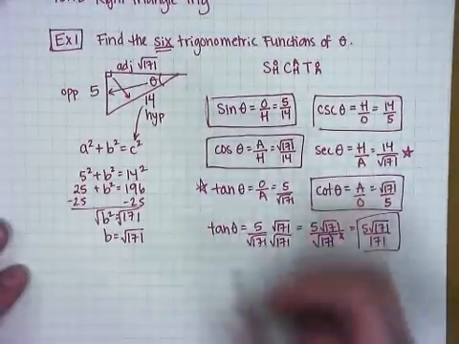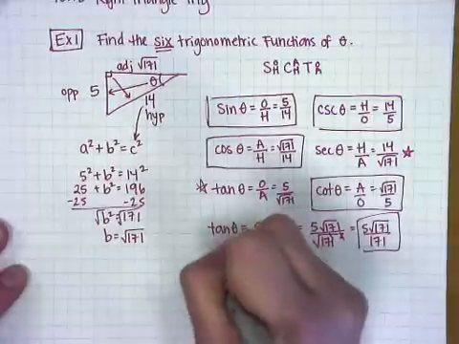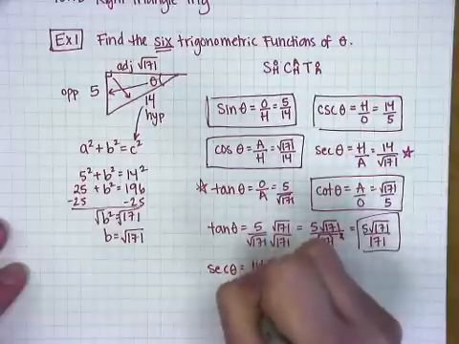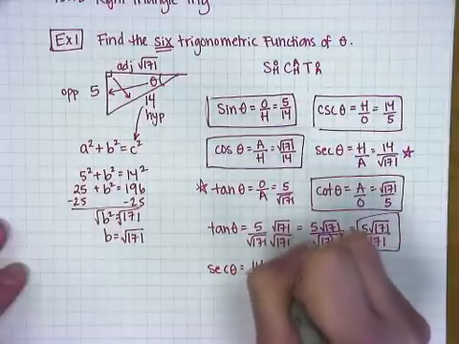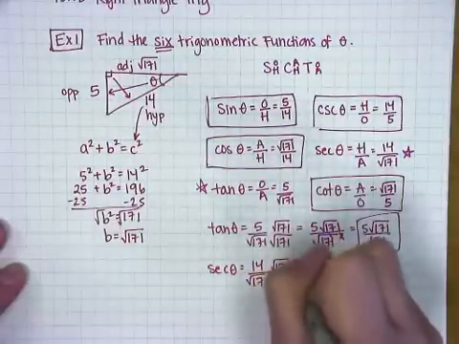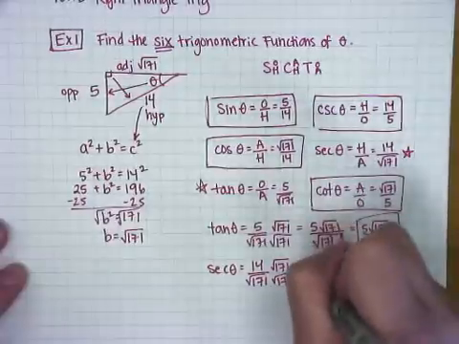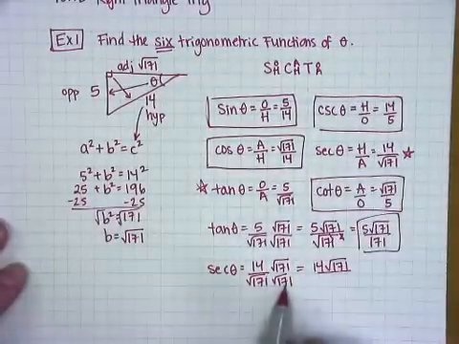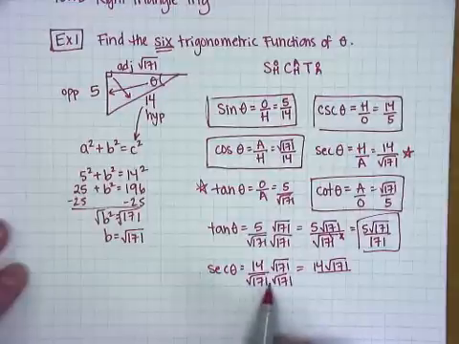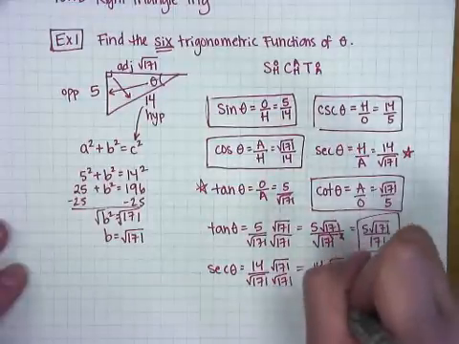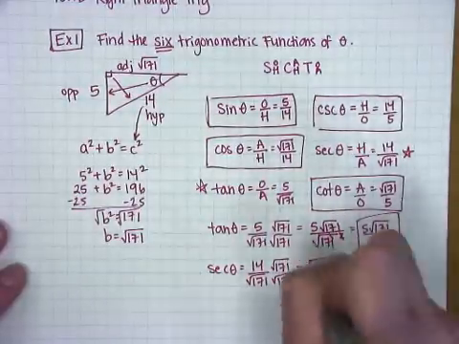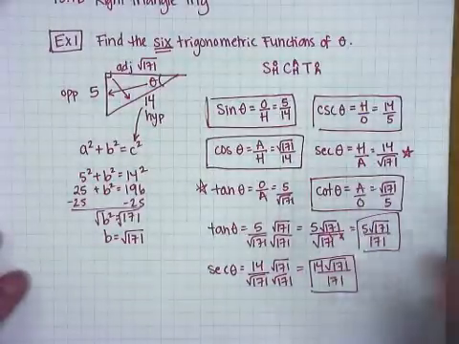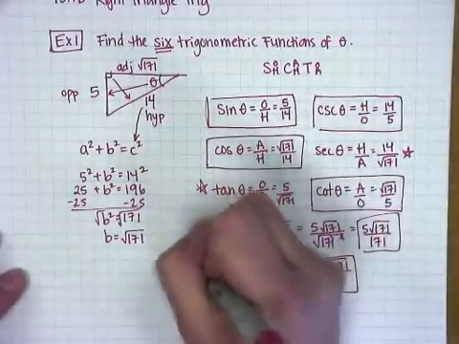And then we would need to do the same thing for secant. So I've got 14 over root 171. I multiply by root 171 on top and on bottom. I get 14 times that root on top. Something times itself is something squared, so the roots cancel, and I get 171 here on bottom. So there's my answer for secant. So make sure that if you get a square root on the bottom, that you rationalize.